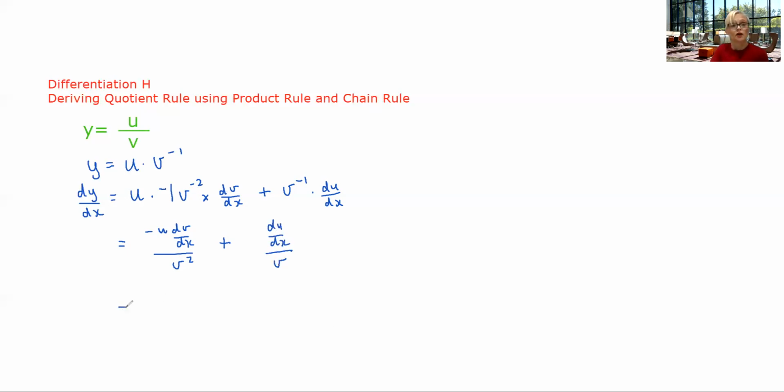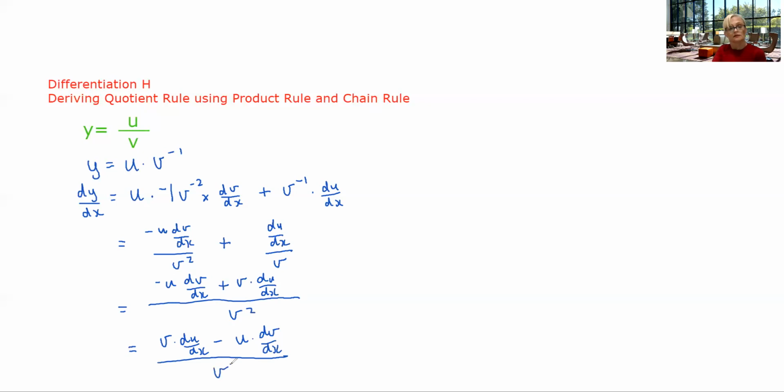Now, if I want to put them all over the one denominator, I've multiplied that denominator by v, so I'm going to have to multiply this numerator by v. And we're actually almost there. If we just change the order in the numerator, we get our v du dx minus u dv dx all over v squared.